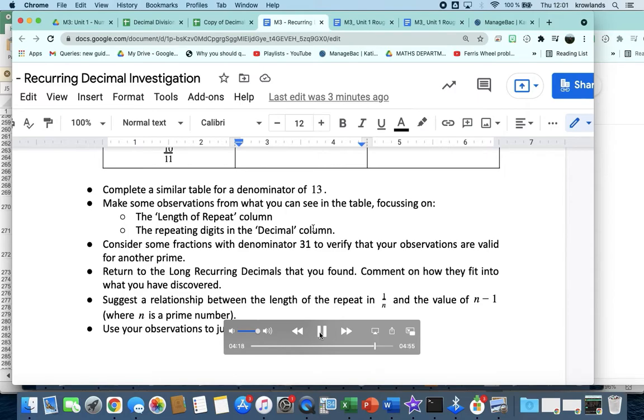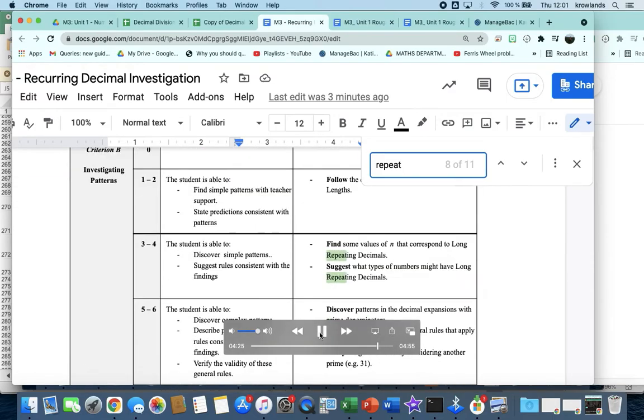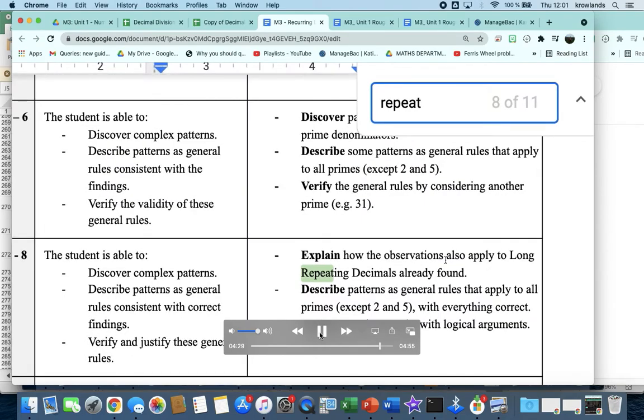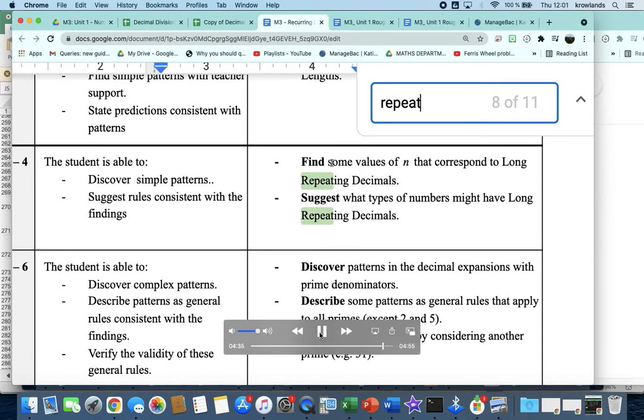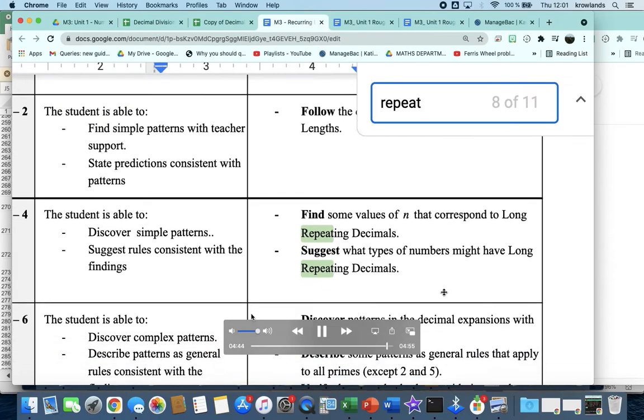Then it says you need to go back to all the recurring decimals we found and do something else. I'm not going to tell you too much about the rest of the investigation. But what you need to make sure you're doing is hitting all these criteria. You need to make sure you're writing full sentences and you are achieving each of these things. If you haven't achieved these things, you will not get full marks in your investigation. Good luck, and remember to use both this document and this document.